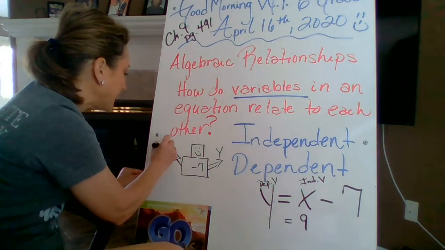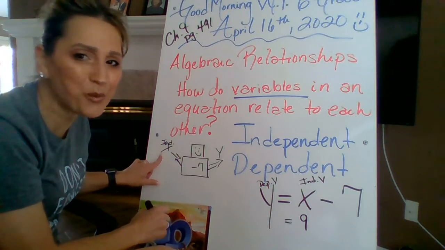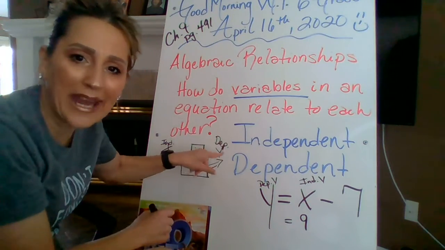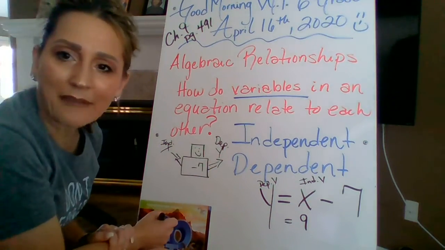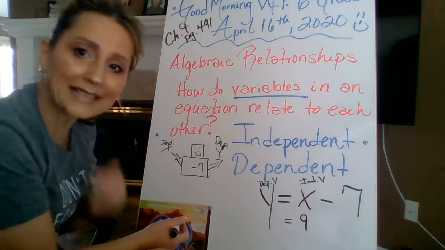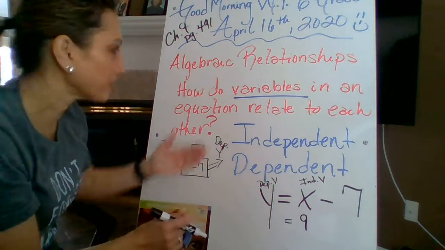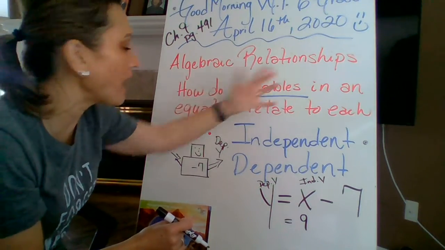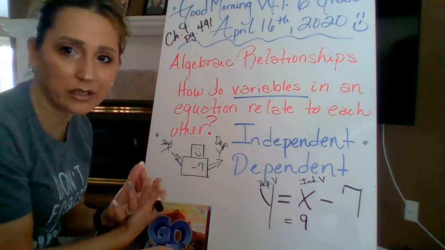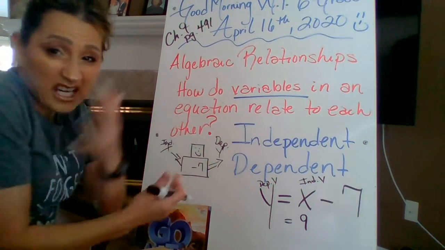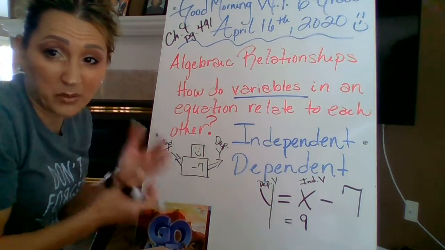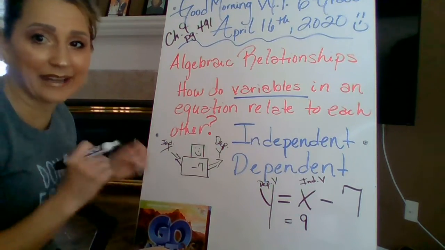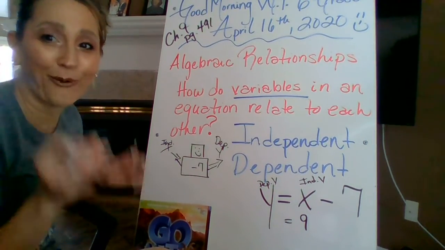This is independent because I can make it anything I want it to be. This is dependent because it's waiting to happen after I put the x in. That's the relationships of algebraic variables. How do I see or tell algebraic relationships? How do I know what variables in an equation mean to each other? Well, one is independent. It can do anything, which is what kids want, but we're not quite there yet. Two, dependent, which means I can't do anything unless somebody tells me what to do or gives me something to do.